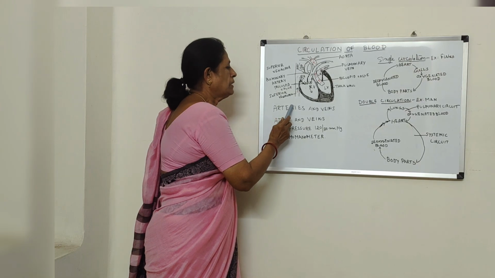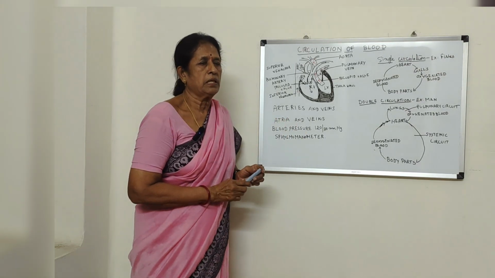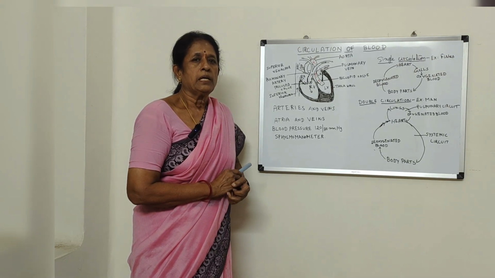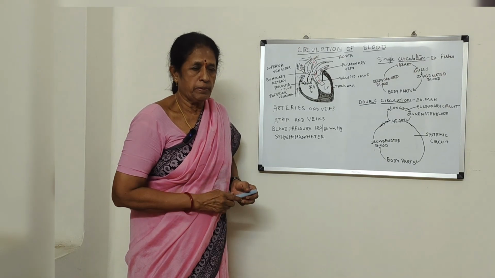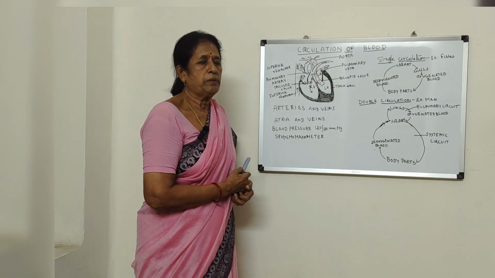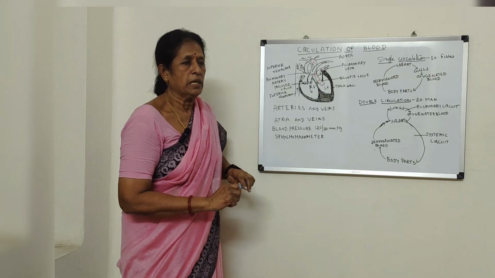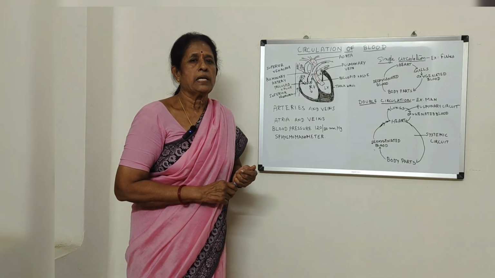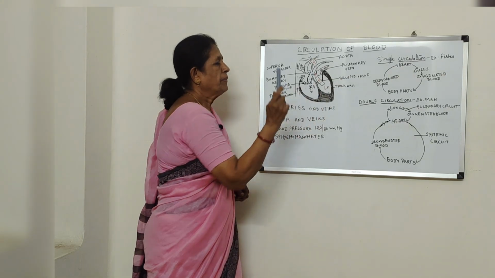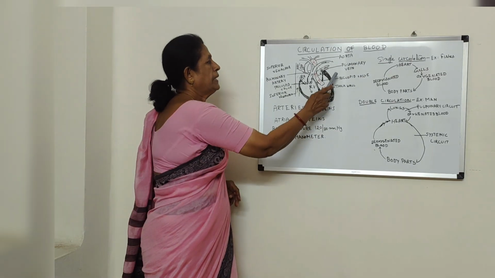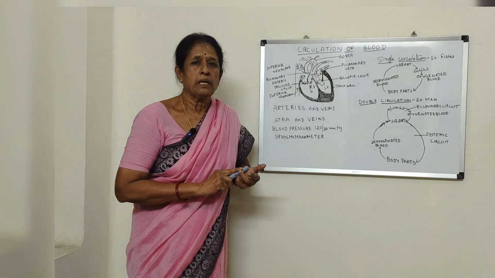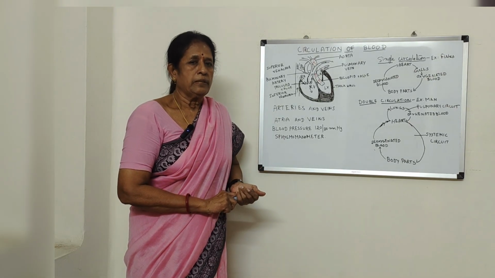And let us see what are the differences between arteries and veins. What are arteries? Arteries are the blood vessels which carry blood from heart to various body parts, and the veins collect blood from various body parts and take the blood to heart. That is the main difference. All arteries carry oxygenated blood except pulmonary artery, and all veins carry deoxygenated blood except pulmonary vein. Pulmonary vein carries oxygenated blood, pulmonary artery carries deoxygenated blood.